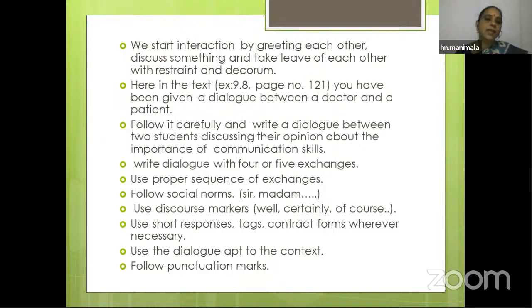While writing the dialogue, keep these things in your mind. Write a dialogue with 4 or 5 exchanges. You don't need to write it elaborately, because in the examination, time will not permit you if you go on writing pages and pages. Also, you should not divert from the topic. If you divert from the topic, you may go on for long, and you have to answer many questions there.